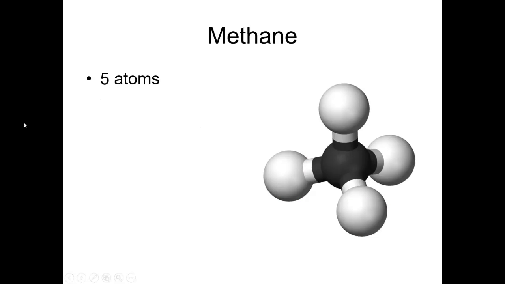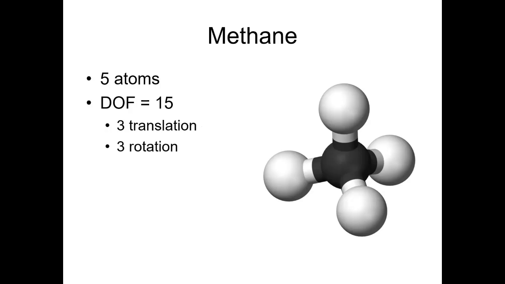Now, if I look at methane, methane has 5 atoms. So the 5 atoms are going to have how many degrees of freedom? Remember, this will be 3n, or 3 times the number of atoms. Okay, so there are 15 degrees of freedom. 3 of those are translations. 3 of those are rotations. So we're going to subtract those out. So we're going to have 3n minus 6, or 15 minus 6, 9 different vibrations.